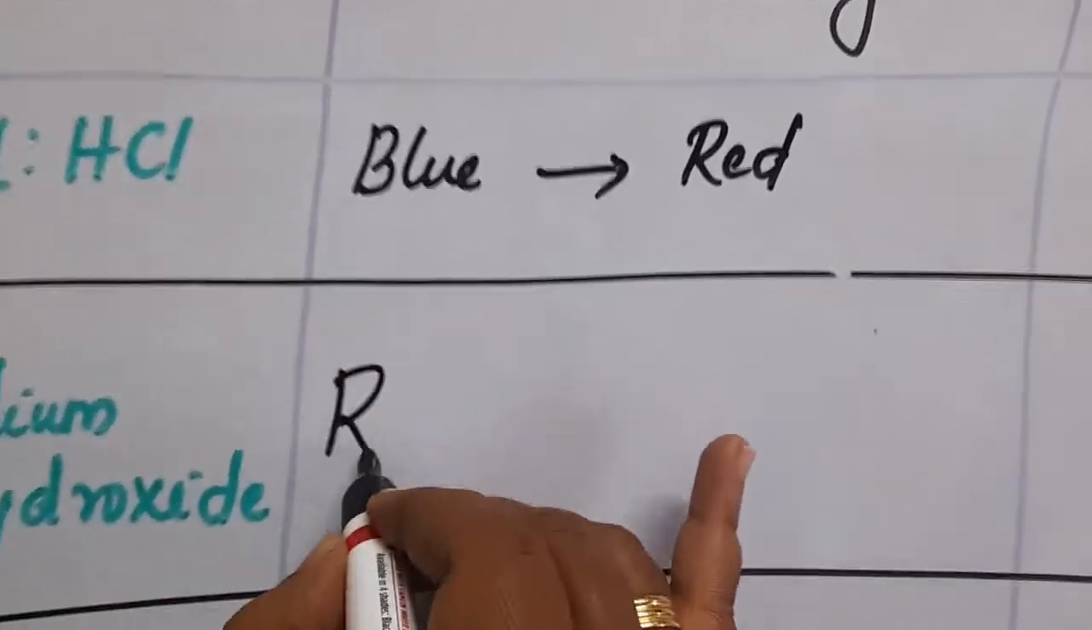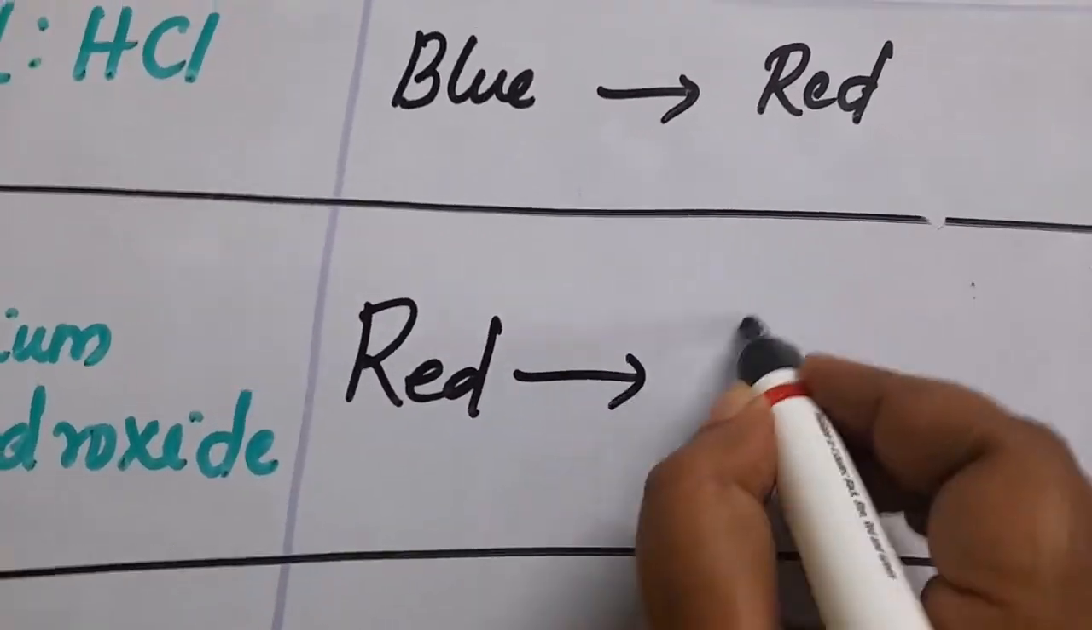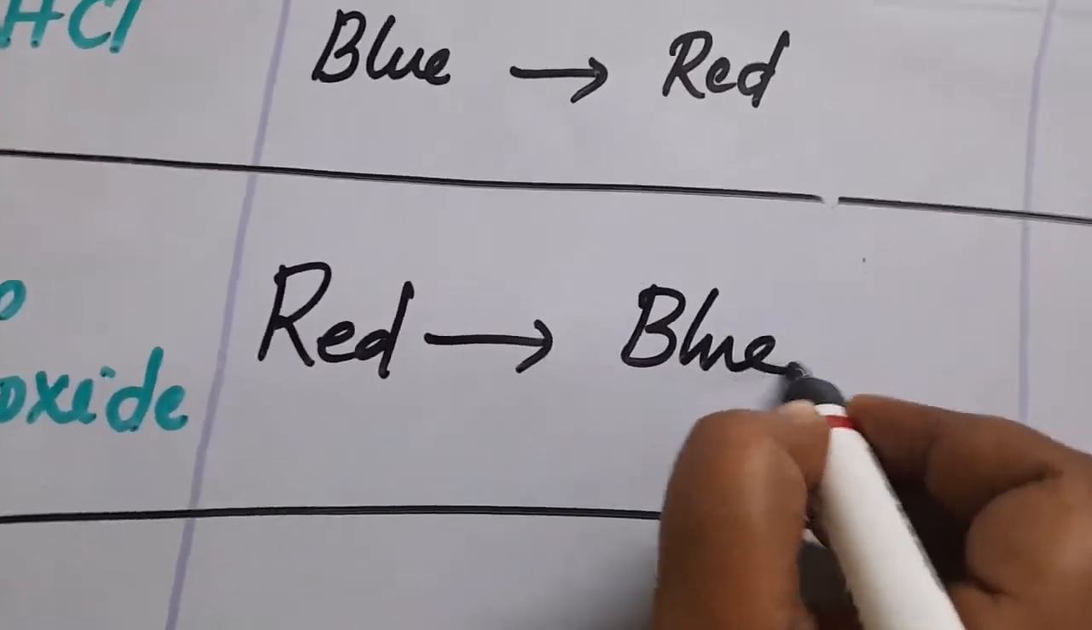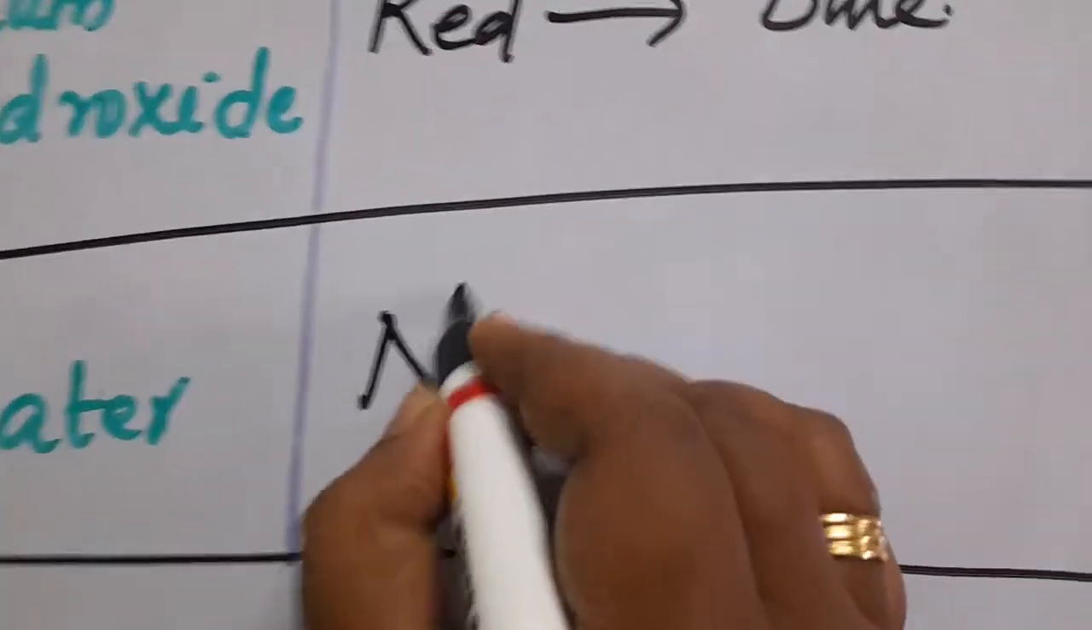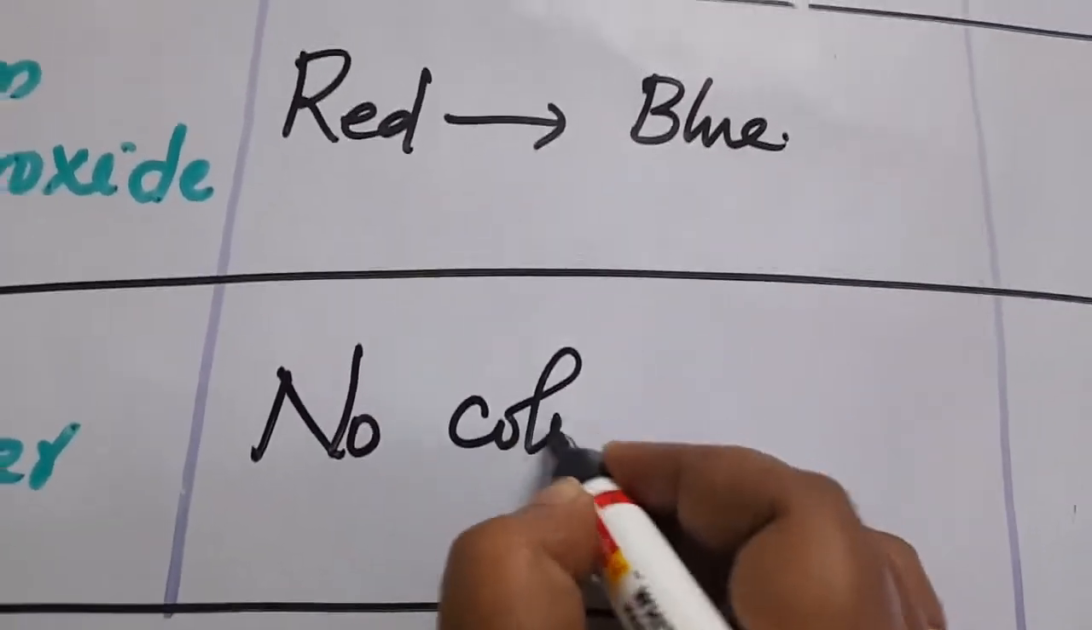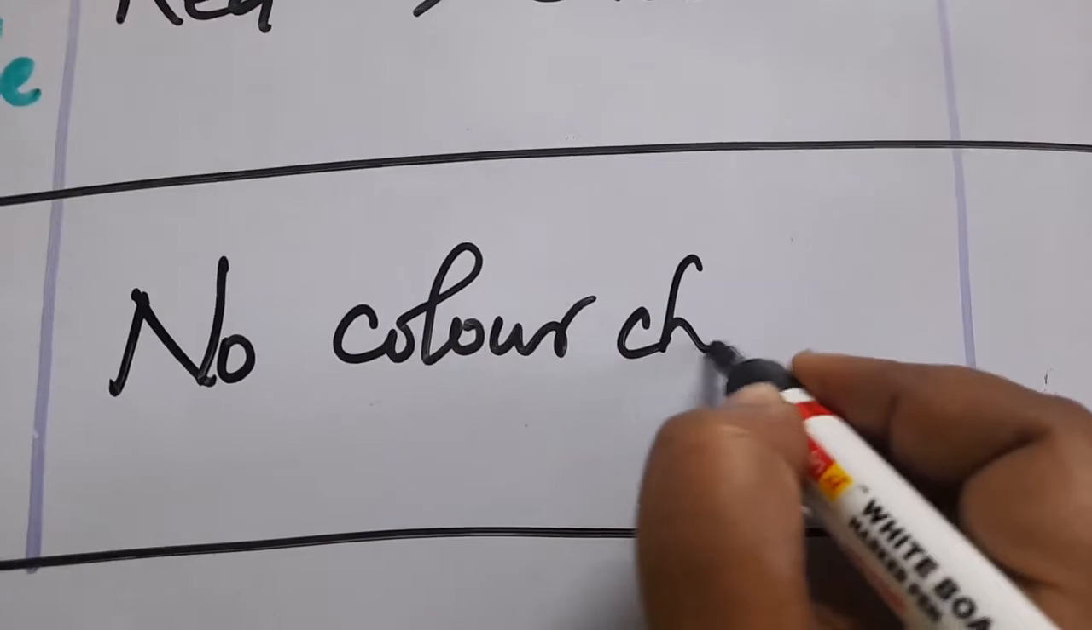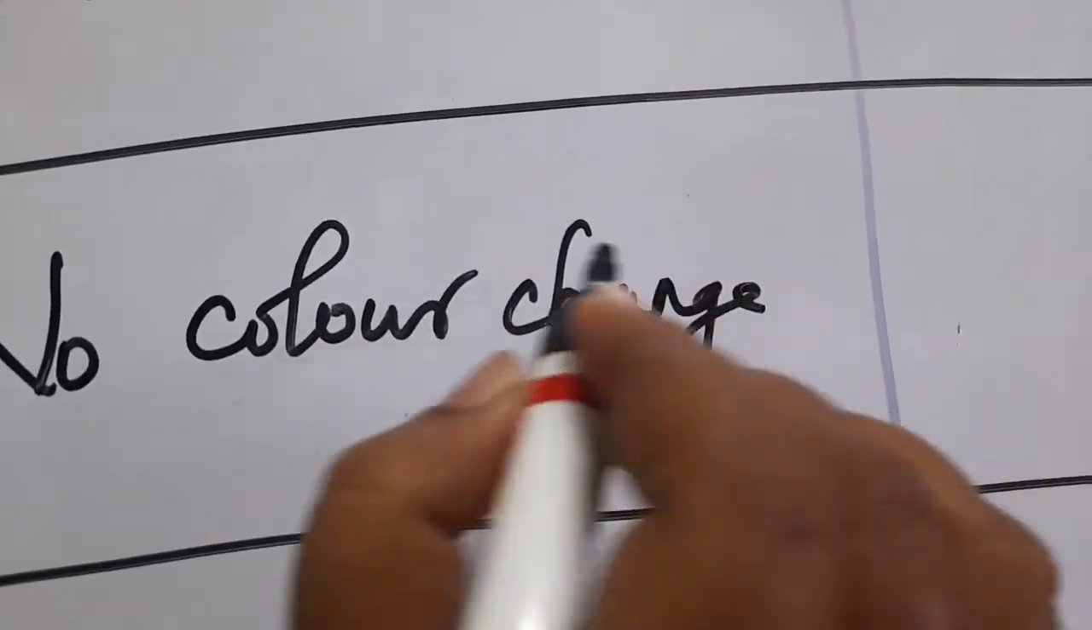In sodium hydroxide, red changes to blue. Whereas in water, there is no color change.